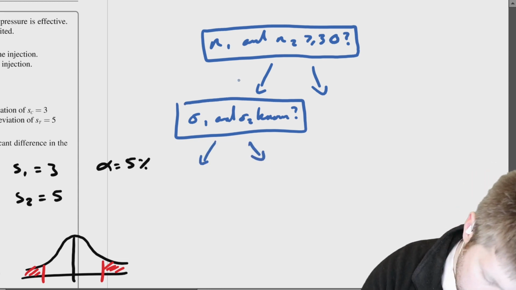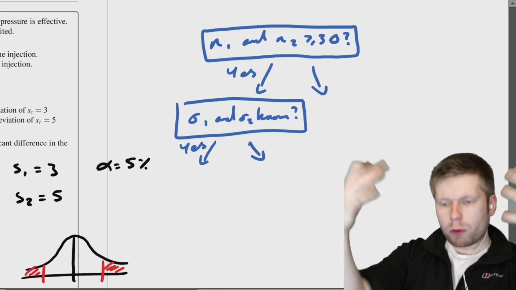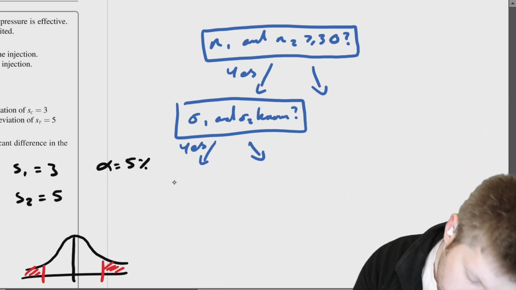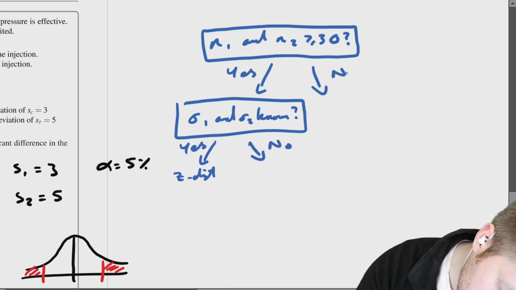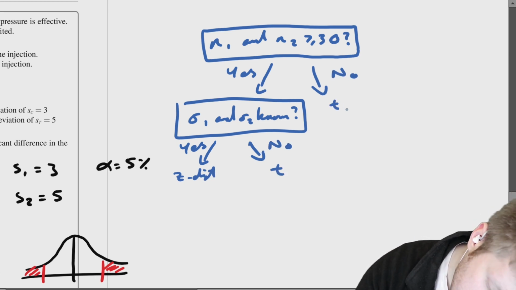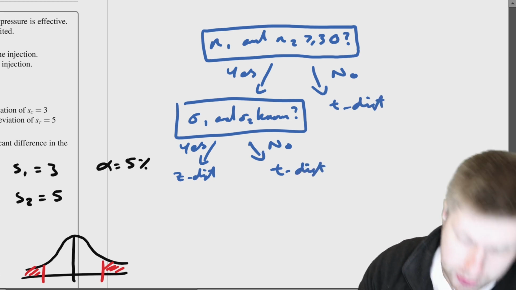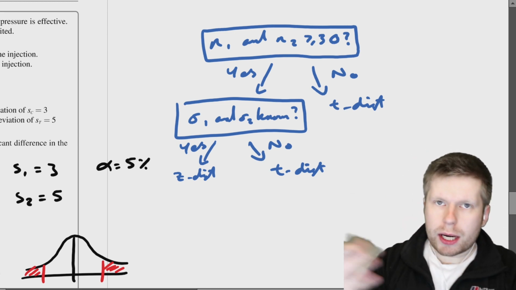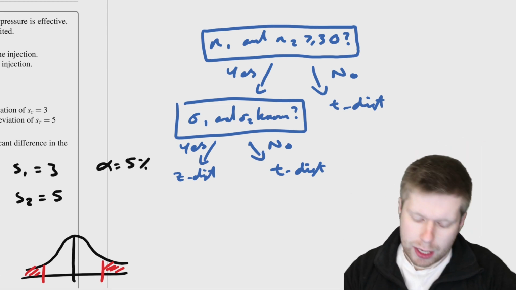Now just remember, if the answer to that question is yes, and the answer to that question is yes, in other words, you know that both of these things are true, therefore you can get away with using the Z distribution. If the answer to either of those questions is no, you have to use the T distribution. So if the answer to the question of is the sample size big enough is no, use the T distribution. Do you know population standard deviation for both of them? If the answer to that question is no, use the T distribution as well. So let's have a look.